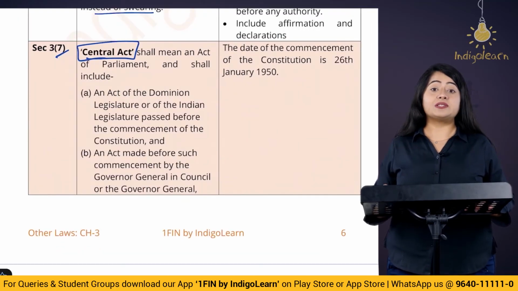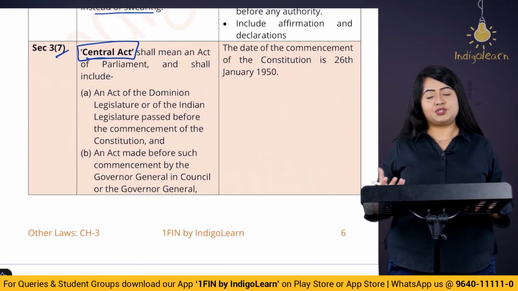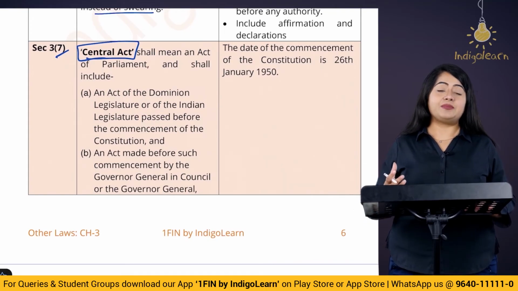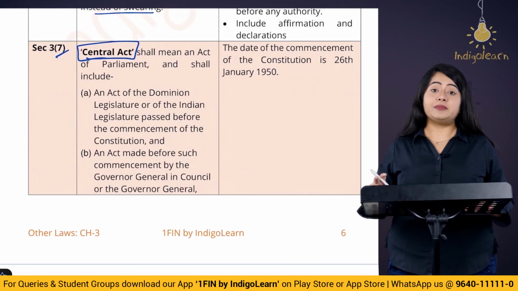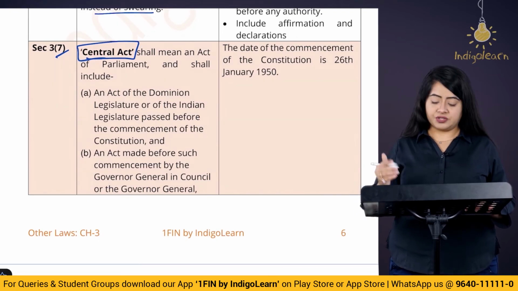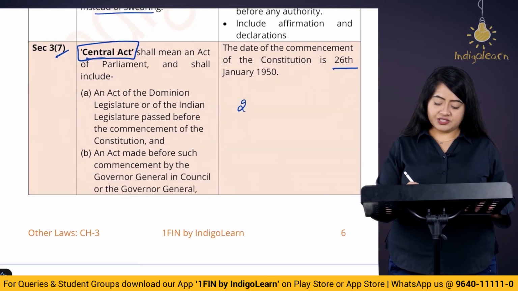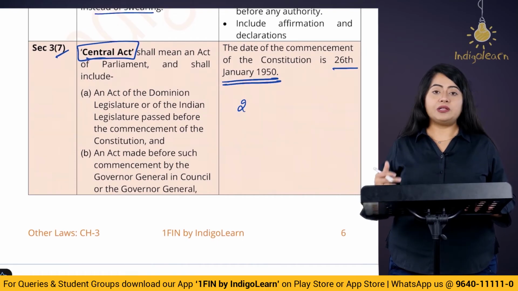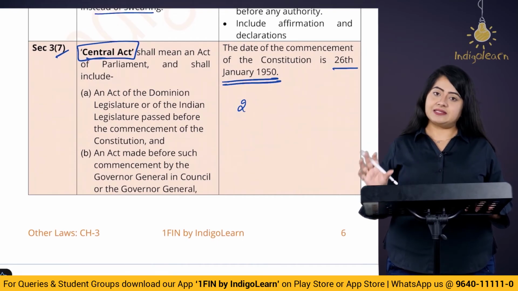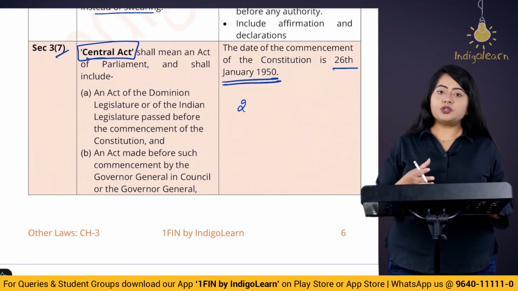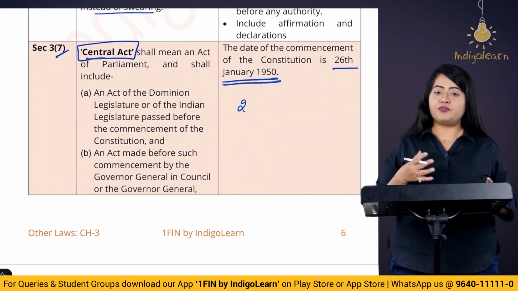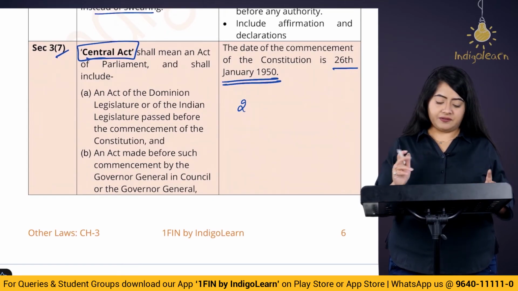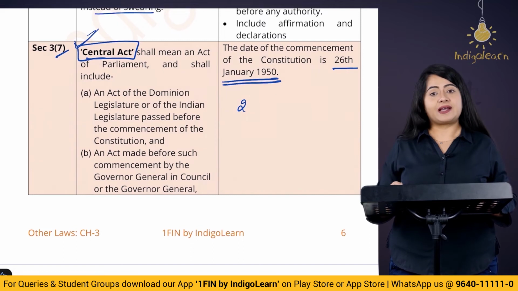Now, the entire General Clauses Act is applicable on central acts. So, what is a central act? Central act means all the acts that are created by the Parliament after the Constitution was created. That means after 26 January 1950, all the acts that were created are considered as central acts. Apart from that, whatever acts came into the picture before the Constitution was created will also be considered as central acts.